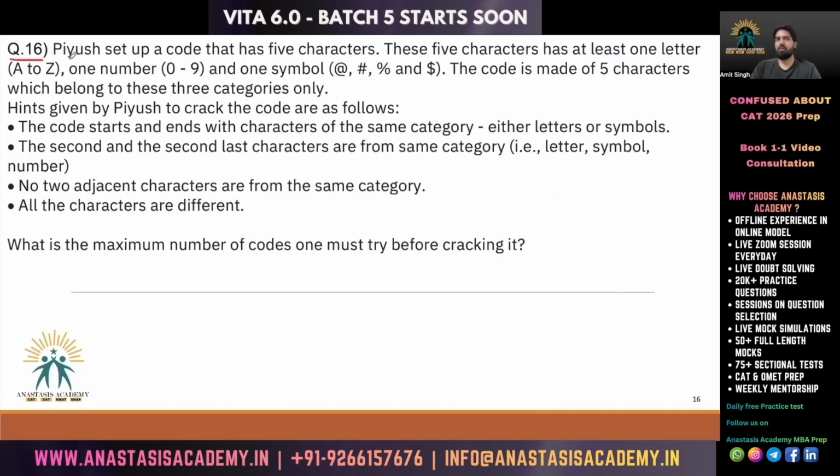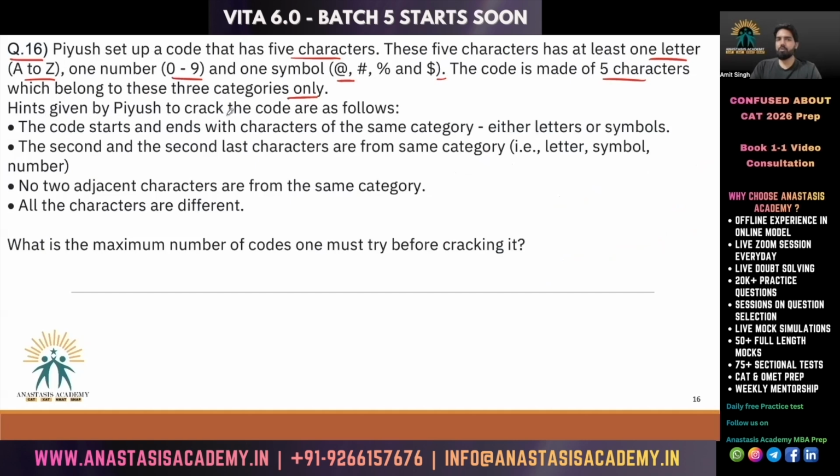Let's look at this question now. Piyush set up a code that has 5 characters. These 5 characters have at least one letter A to Z, one number 0 to 9, and one symbol. These 4 symbols are given. The code is made of 5 characters which belong to these 3 categories only.